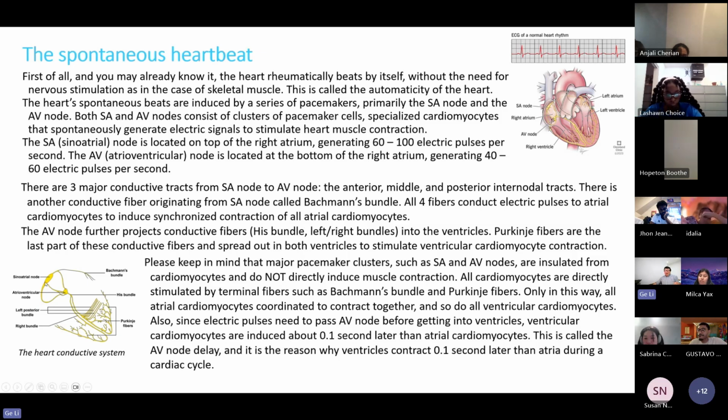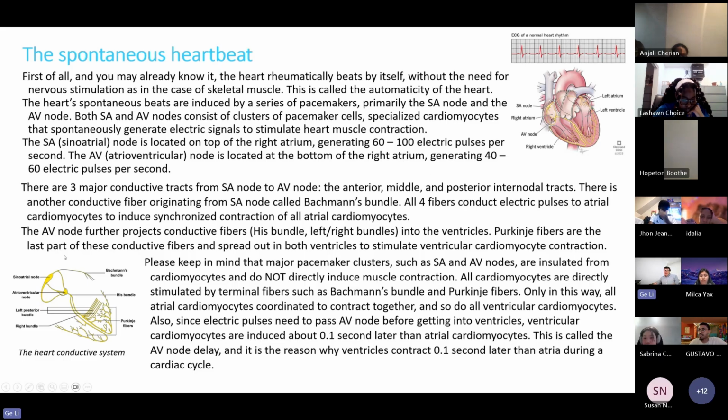And then what if the SA node cells basically die? Actually, this is a very common clinical disorder. The pacemaker cells in the SA node die, and then sometimes the AV node takes over. If the AV node takes over, then the heart rate will reduce to below 60.